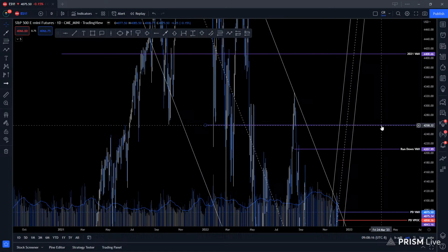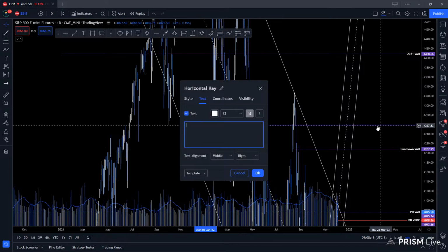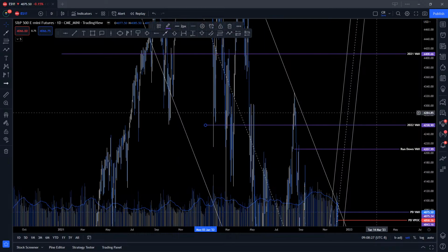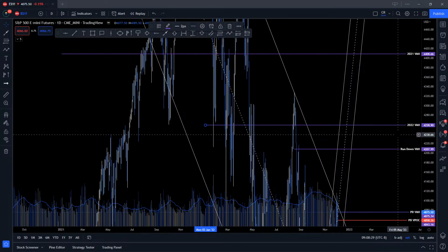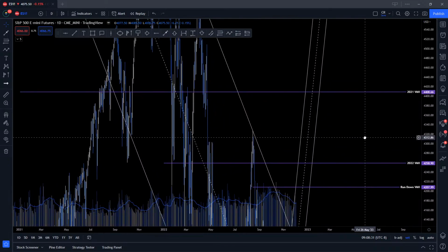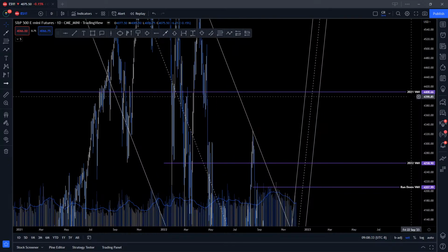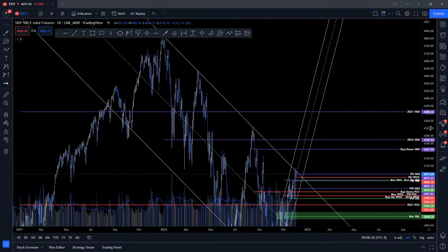Shoot, I didn't even label this one. That's got to be 2022. Value area high is at 42.58 and 90 cents. 2021 value area high is at 44.0866.